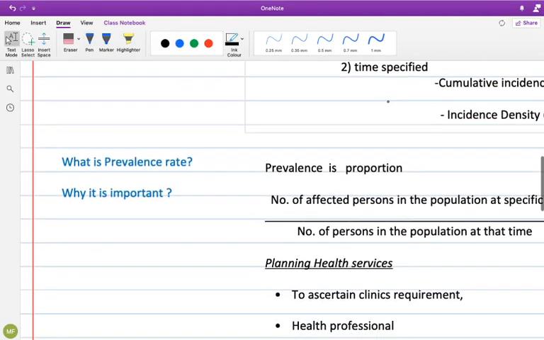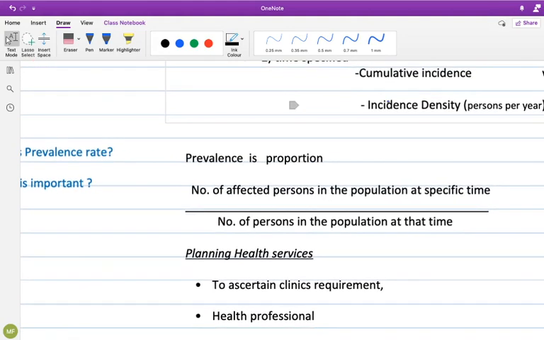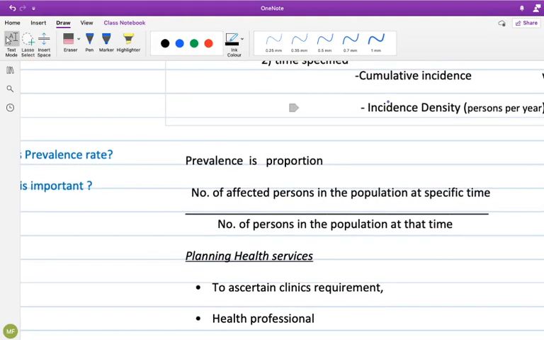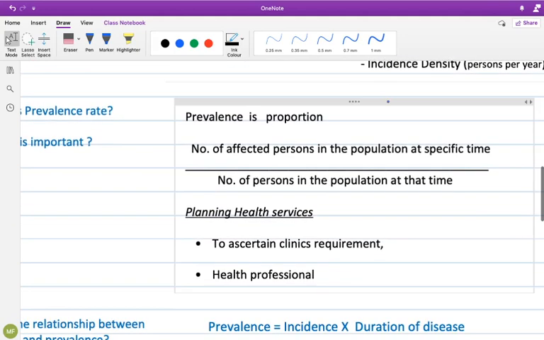Now, the next part is what is prevalence rate? Prevalence is basically a proportion. It is taking all those cases prevailing in that specified period of time divided by the number of persons in the population. So prevalence is generally used to ascertain the need of a clinical requirement, how much staff we require in that locality. For example, the people who are living in any disease affected area, and we want to study how many doctors, how many paramedics should be deputed at that region.